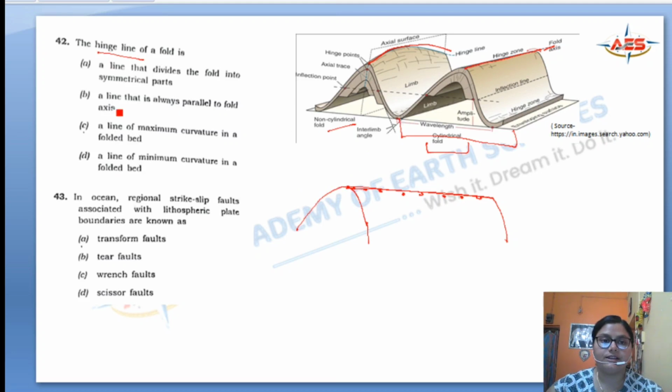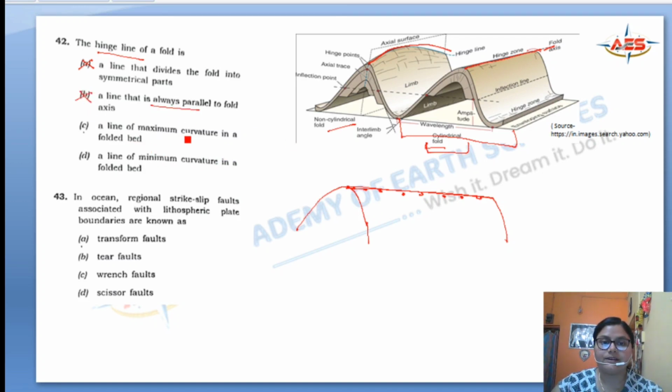So in the given options, a line that divides the fold into symmetrical parts. देखिए, पहली बात तो ये है कि symmetrical part में कभी एक line कोई folded structure को divide नहीं करेगा. It could be a plane that could divide a fold into two parts, not a line. Okay, so option 1 नहीं होगा. Option 2, a line that is always parallel to the fold axis means hinge line is parallel to the fold axis only in case of cylindrical fold. Always parallel नहीं होता. Option B नहीं होगा.